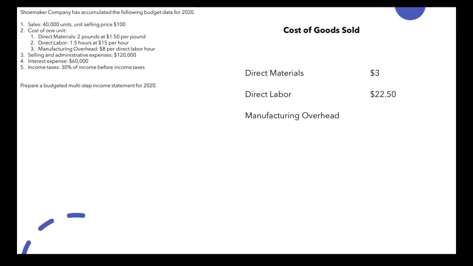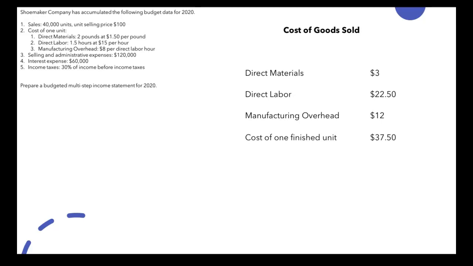And then manufacturing overhead, we're told, is $8 per direct labor hour. So it's 1.5 hours of direct labor. Multiply that by $8, and we see that our overhead will be $12 per unit. So the cost of one finished unit will be $37.50.